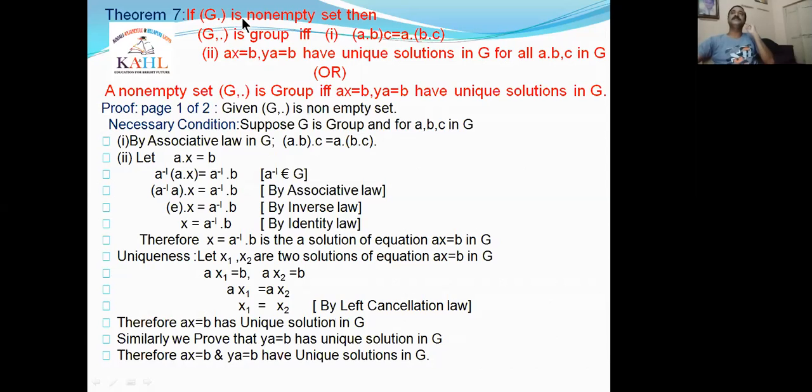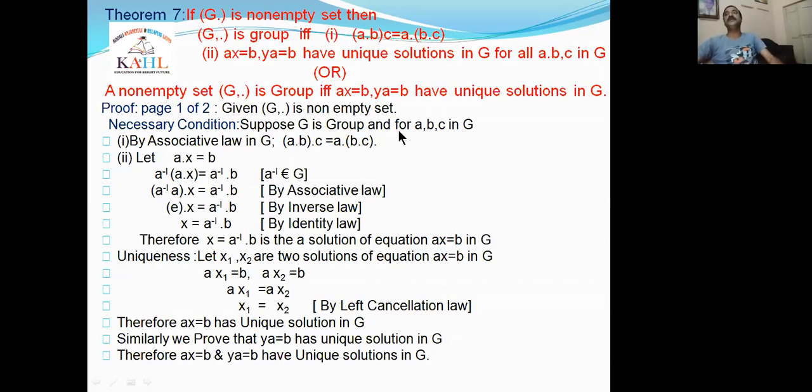First of all, I am writing what is given. Given: G, dot is a non-empty set. Here we are writing G, dot as the algebraic structure, which means the binary operation dot exists in G. That means the closure law exists in G. This is a non-empty set with an existing binary operation. What is the necessary condition? First of all, we have to take G, dot as a group and we have to prove these two bits. That's why I am taking that.